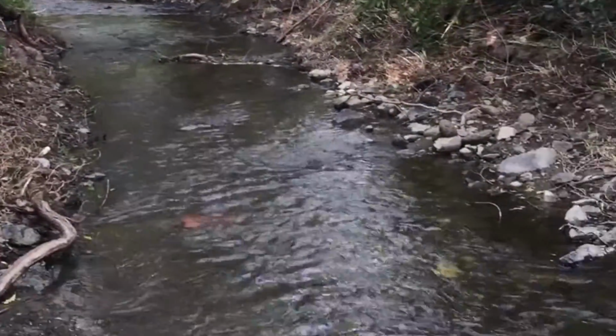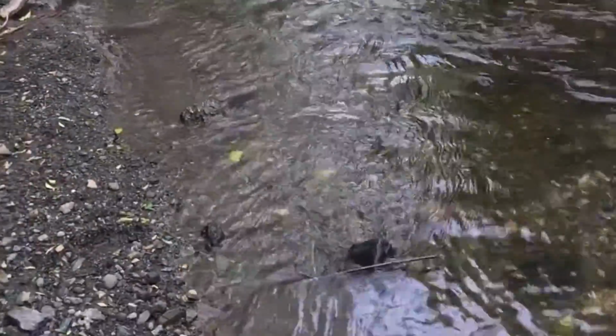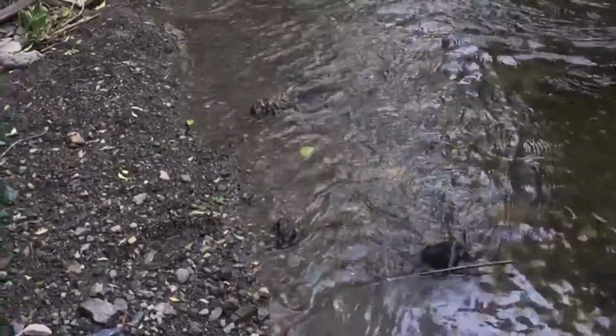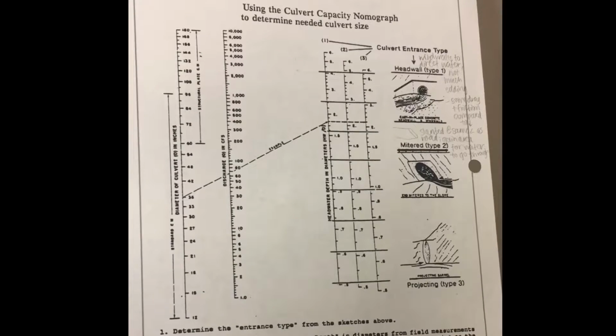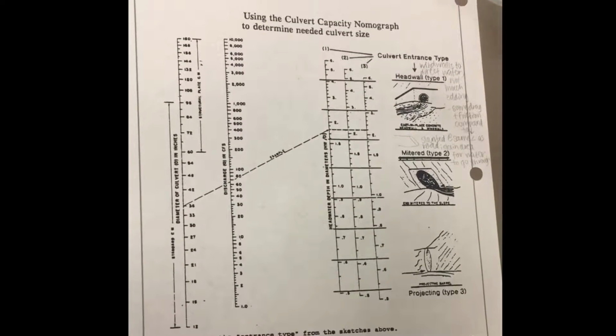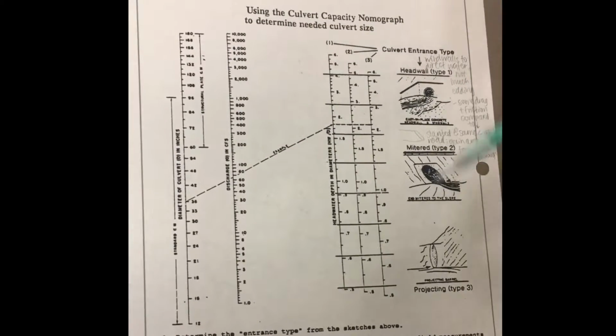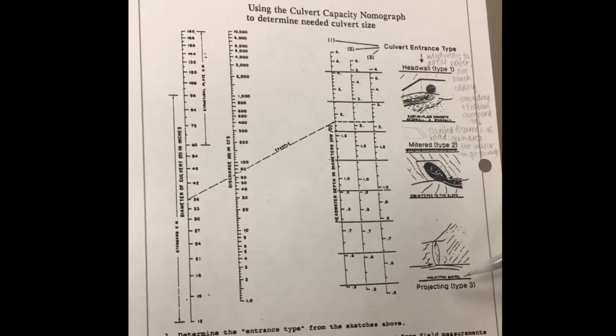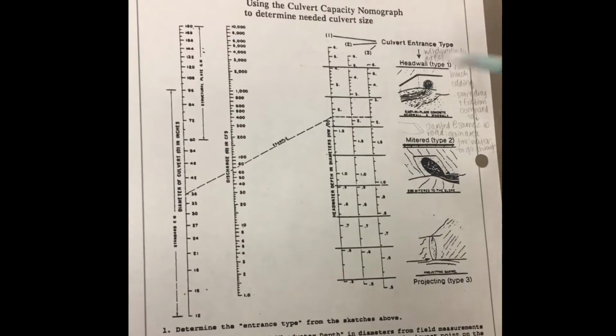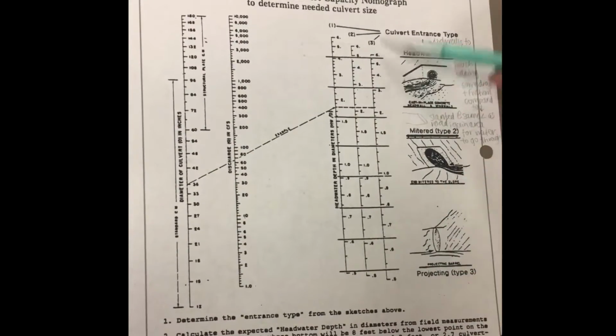Once you know your discharge, using the culvert capacity nomograph, you can determine the culvert size you need. To use the nomograph, you want to pick your culvert entrance type. There are 3 different types: headwall, mitered, and projecting. For this example, we will be using a projecting culvert, which corresponds to this column on the very right.